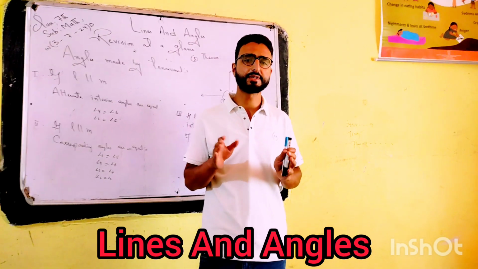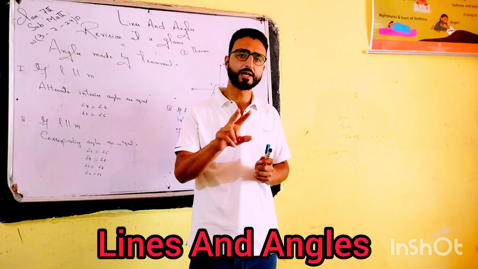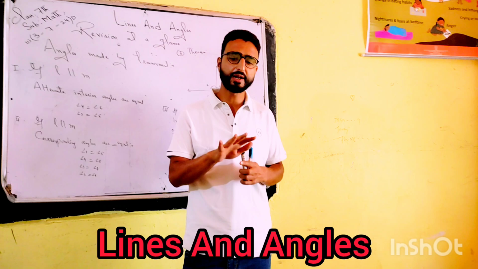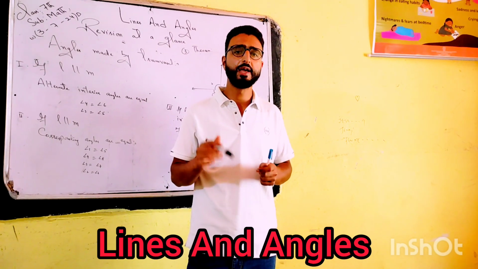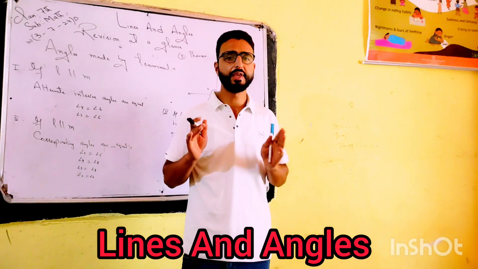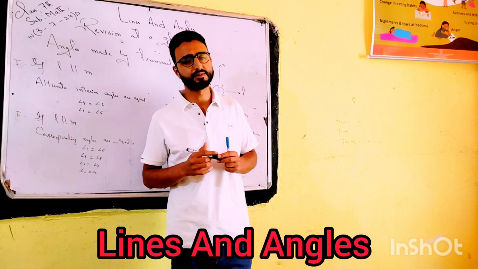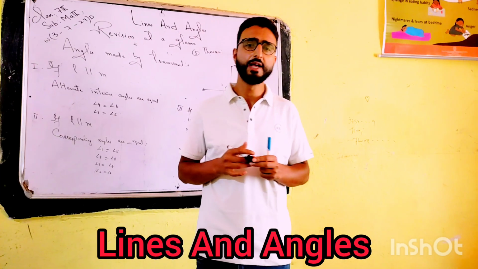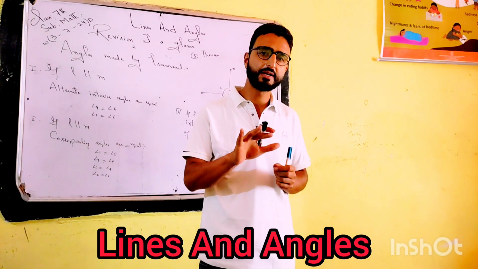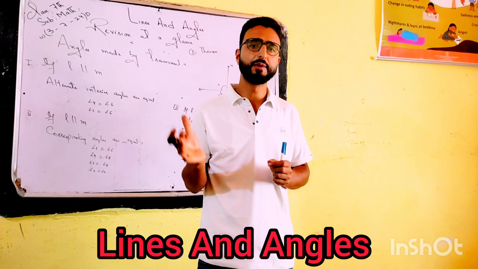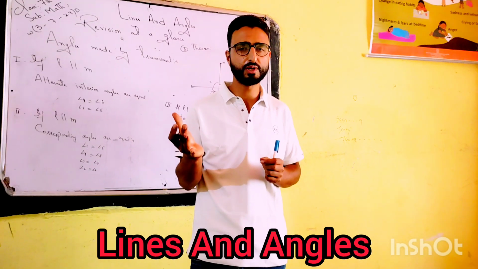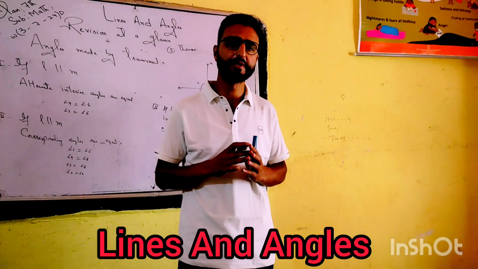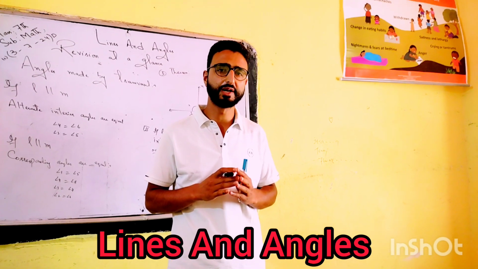And in the end, we discussed three theorems. If two lines are parallel, alternate interior angles are equal. If two lines are parallel, corresponding angles are equal. And if two lines are parallel, interior angles on the same side of transversal are supplementary. And not only this, we also discussed the converse of these. That is, if alternate interior angles are equal, two lines are parallel. If corresponding angles are equal, again the two lines are parallel. And if the interior angles on the same side of transversal are supplementary, again the two lines are parallel.